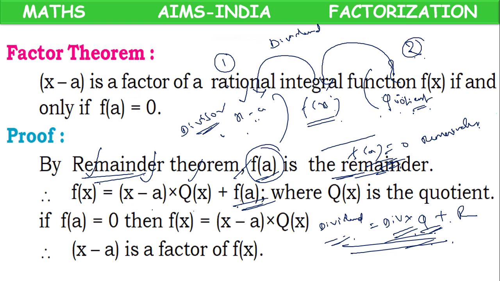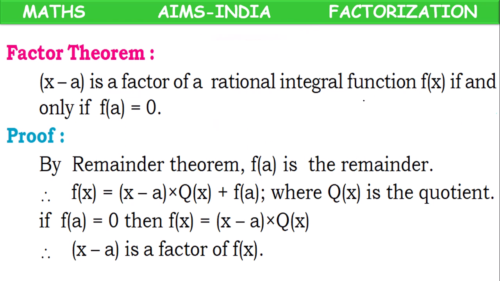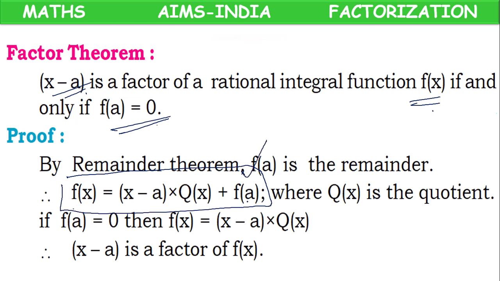So now what are we telling? We are telling that for f of x, x minus a is a factor if and only if f of a is 0. According to the division algorithm, we have written like this. If f of a is 0 in this equation, then what will remain? F of x equals x minus a into q of x will remain.